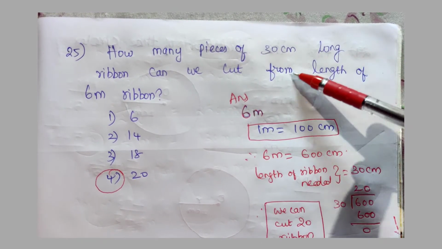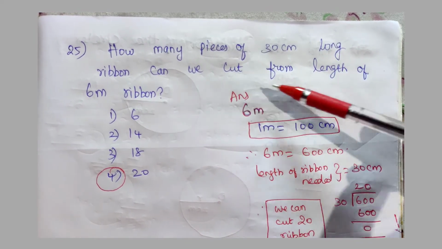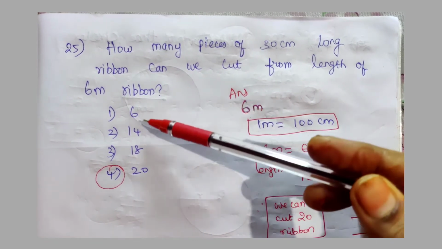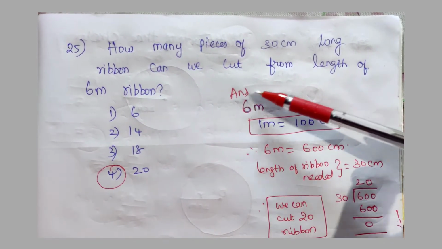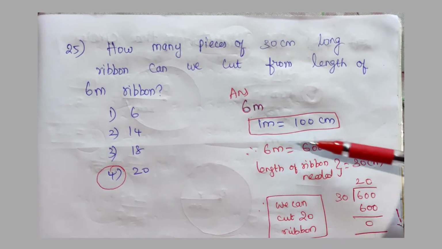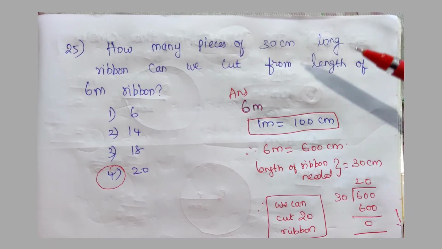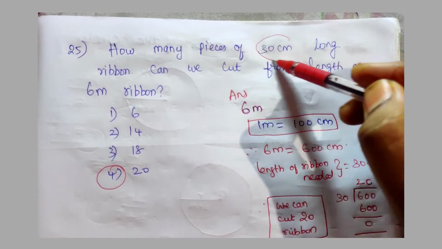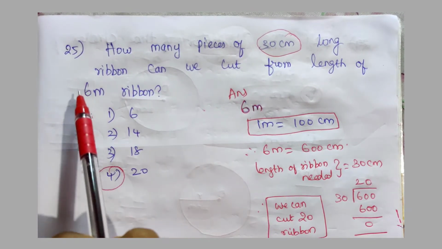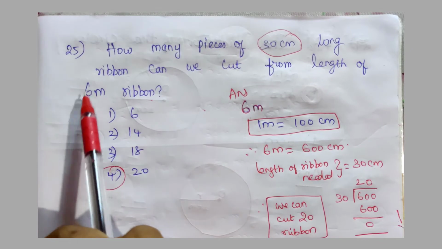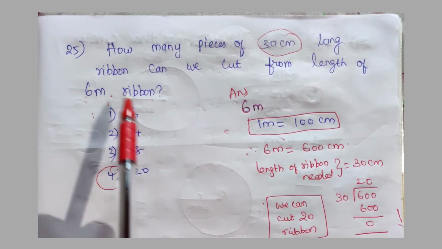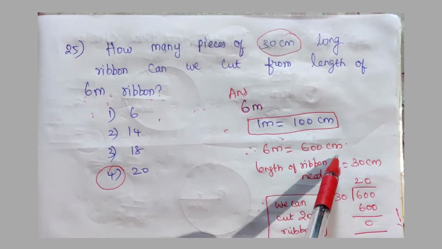Next, how many pieces of 30 centimeter long ribbon can we cut from a 6 meter long ribbon? They have given the options 6, 14, 18, 20. You have to find the answer. 1 meter is 100 centimeter, so 6 meter means how much? 600 centimeter. They have given 30 centimeter, so you have to convert 6 meter into centimeter. To convert meter into centimeter, multiply the number with 100. Since 1 meter is 100 centimeter, 6 meter is equal to 6 into 100, which is 600 centimeter.